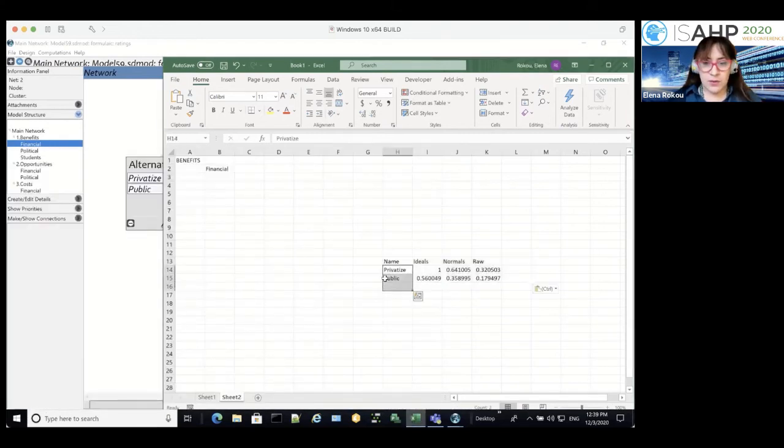These are my two alternatives. I'm going to put them over here. And I'm going to take the normalized values. So for now, my first results say that from the financial benefits perspective, privatizing is the best option.